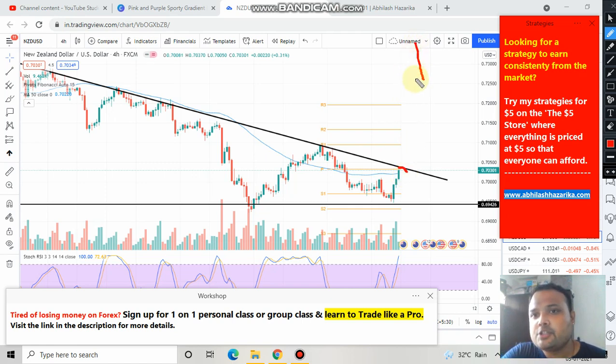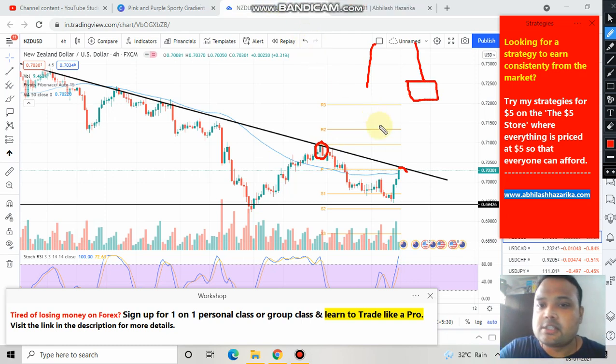You'll get the confirmation in the form of a shooting star, price rejection from above, or a red candle like this. Once you get the confirmation that the market is not in a position to cross this trend line because sellers are sitting and not allowing the price to go up, you can short the market at this trend line. Your take profit target will be this support level. This will be your take profit target.